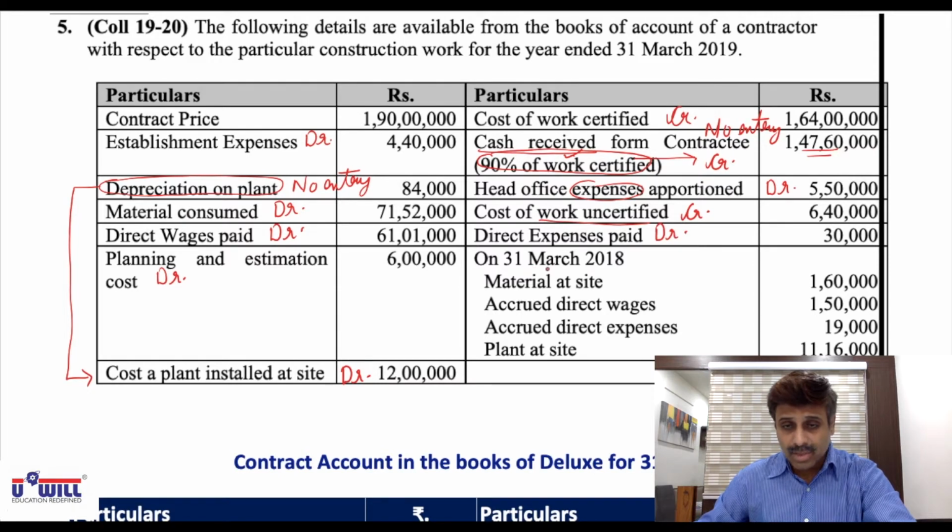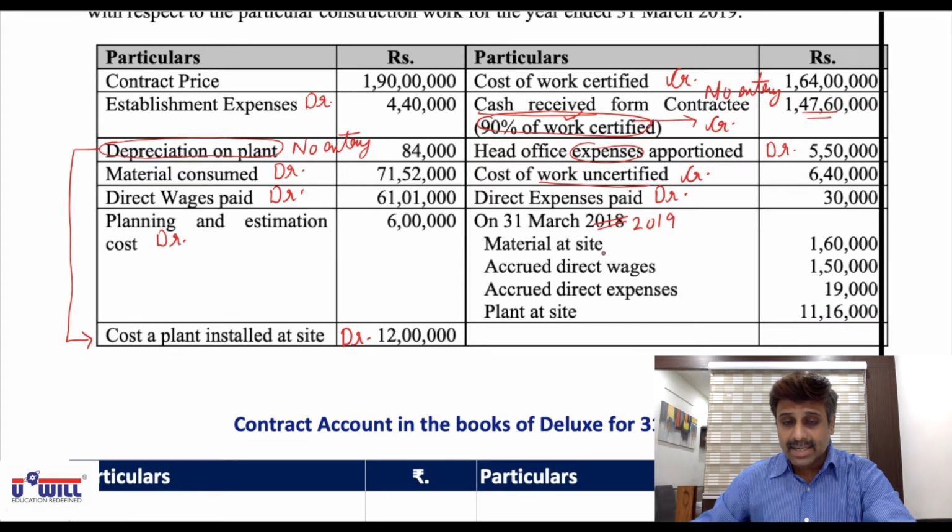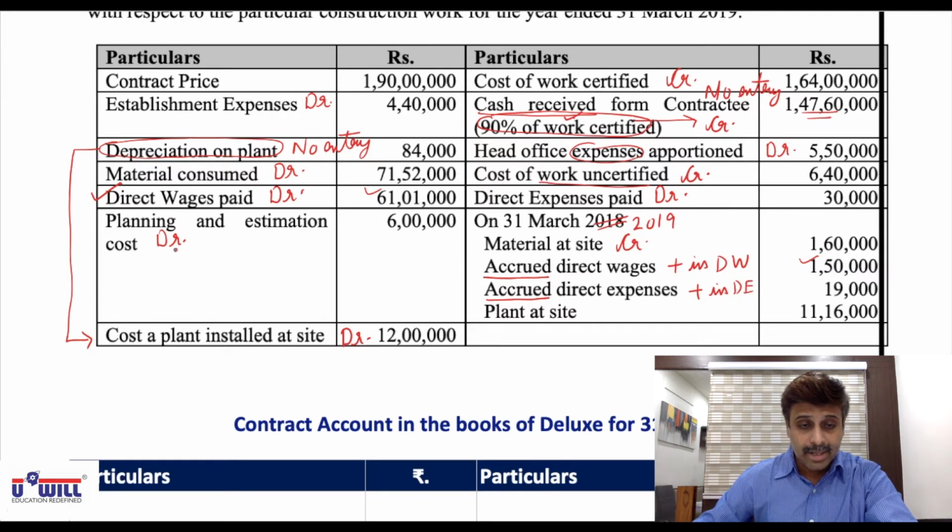On 31st March 2018, it should be 31st March 2019, make the correction. 31st March 2019 means closing balances. Material at site will come on the credit side. Accrued means outstanding direct wages. So here all of you put tick on direct wages. We will add indirect wages, accrued or outstanding. This 61 lakh 1000 we will add this 1 lakh 50,000. And exactly the same way, accrued direct expenses, we will add indirect expenses. So all of you put tick on direct expenses paid, this 30,000. Tick so that when we come to that expense, tick means we remember that something is to be added.